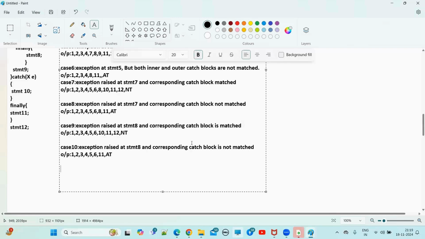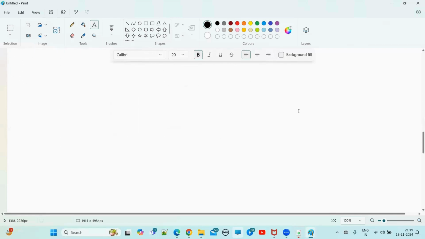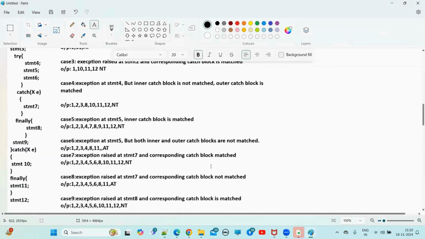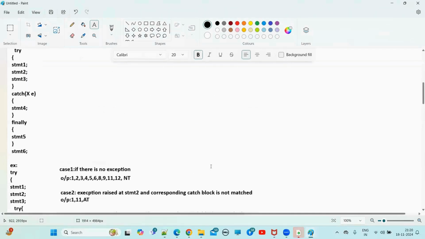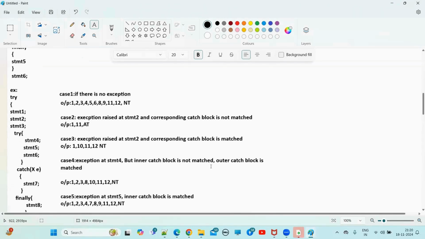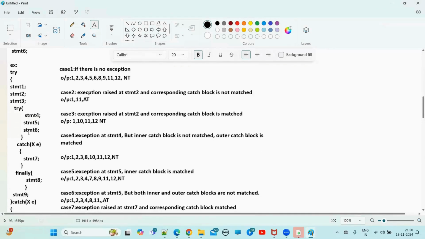Okay, fine. So now, let me write one simple Java program. At statement 3 there is an exception, and the inner catch block is matching, the outer catch block is not matching. How will the inner catch block match? You tell me, Vani. If an exception is raised at statement 3, then how is the inner catch block matching? It won't go to the inner catch block, sir. It will go for the outer catch block.